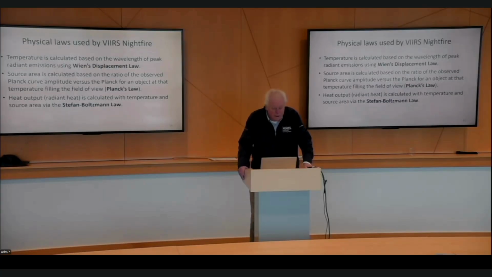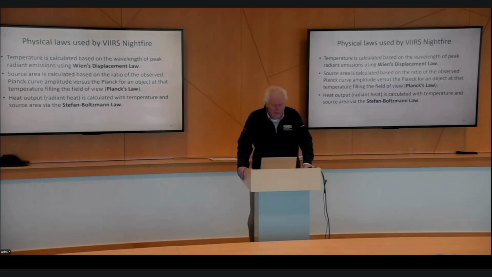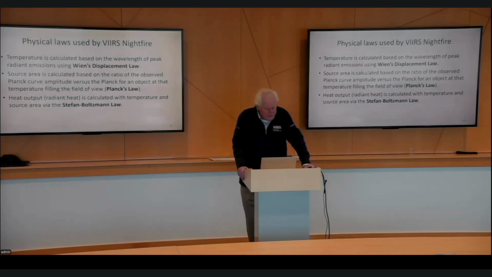Okay, now when we do our calculations, we're using physical laws. And so we calculate the temperature using Wien's displacement law, which is a derivation of Planck's law. And it basically says that for your Planck curve, the peak in radiant emissions points to the temperature. And so we don't need a spectral band on that wavelength because we've got enough spectral bands that we can model the Planck curve and find the peak and calculate the temperature.